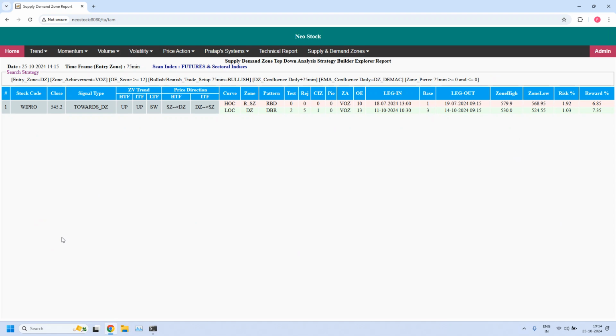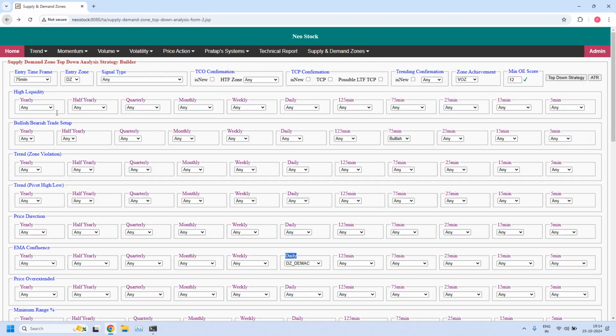Okay, next let us look for LTF, ITF, HTF confluence. I am removing this EMA filter.